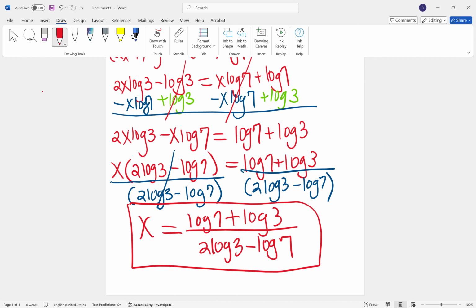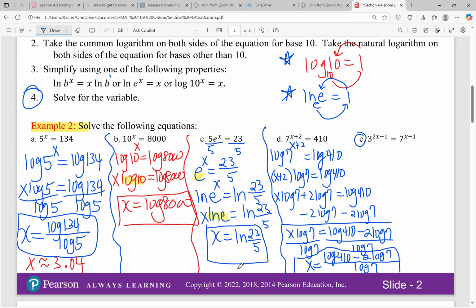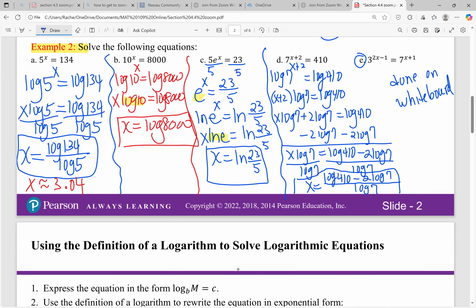So that's how we solve exponential equations by taking the log of both sides. So I did 4 different examples. So you could see different situations, different scenarios, different bases. All right, so let's just put a note over here. So this was done on the whiteboard.